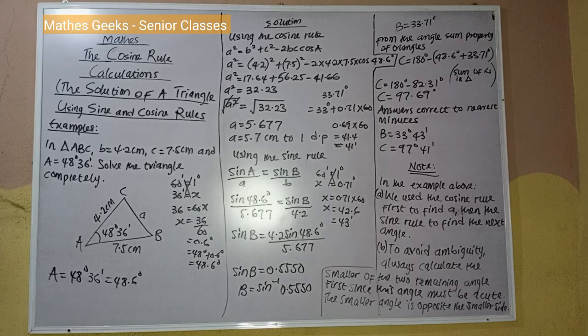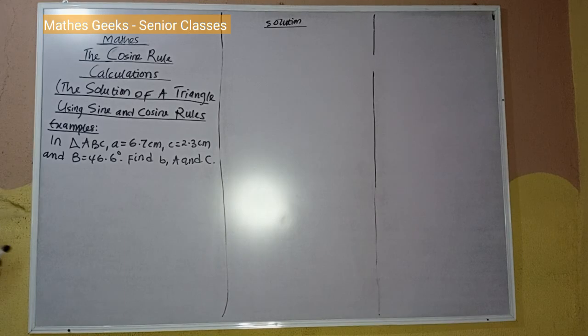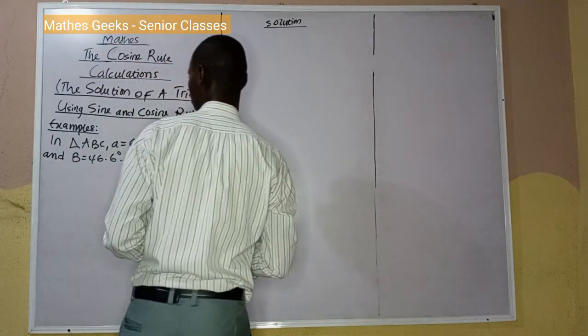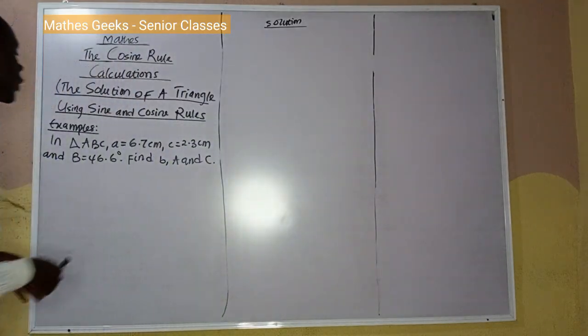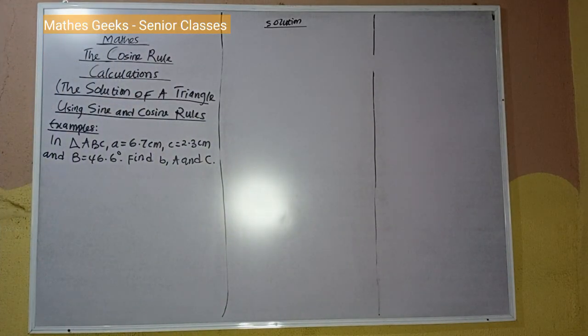So let's take some more examples. In triangle ABC, a is equal to 6.7 centimeters, c is equal to 2.3 centimeters, and B is equal to 46.6 degrees. Find b, A, and C.